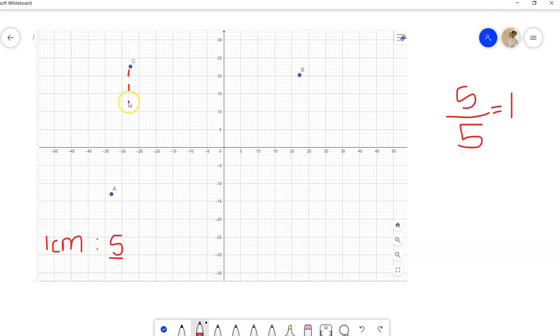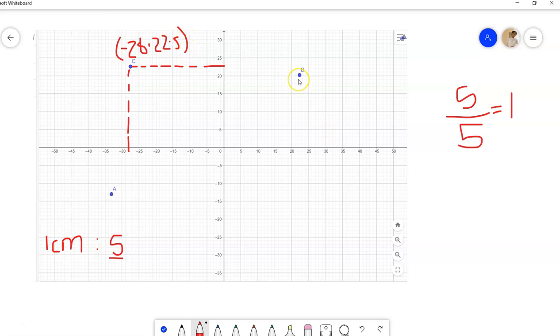Let's start with point C. We have to get the x value first. So we come down to the line, 25, 26, 27, 28. So the x value for C is negative 28. And then we go across, and it's actually in the square. Each line is 1, so this is 20, 21, 22. So we can say approximately 22.5, seeing that it is between the squares.